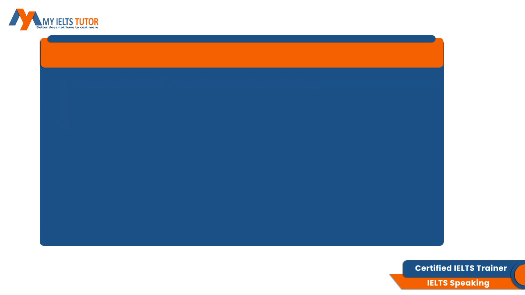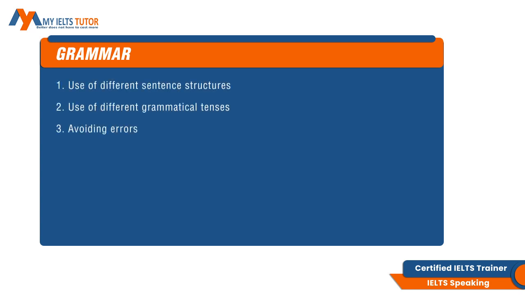Finally, grammar is the last criteria that they consider. Here, scorers consider how well you have mastered grammar. They consider how well you construct sentences and your ability to use a wide range of sentence structures, from simple, basic sentences to complex sentences. And the more variety you have in sentence structure, the higher score you're going to have.